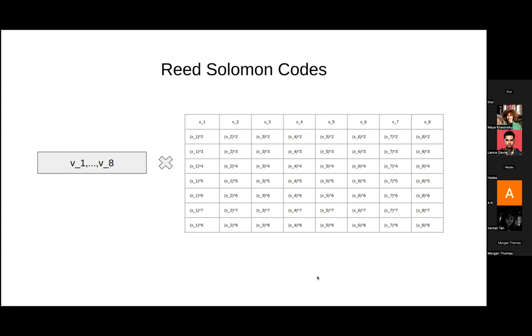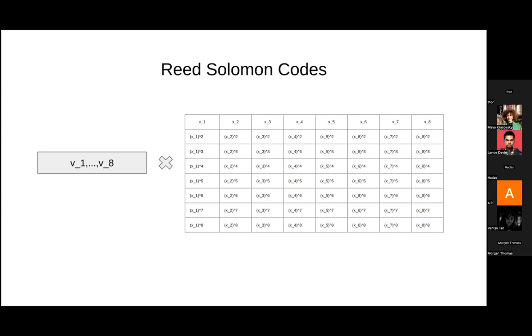So basically, a Reed-Solomon code can be seen as a vector multiplied by a generator matrix. It's how any linear code can be seen as a vector-matrix multiplication. But in Reed-Solomon codes, the generator matrix is the Vandermonde matrix. So each column is a different element of the domain, and each row is a different power.